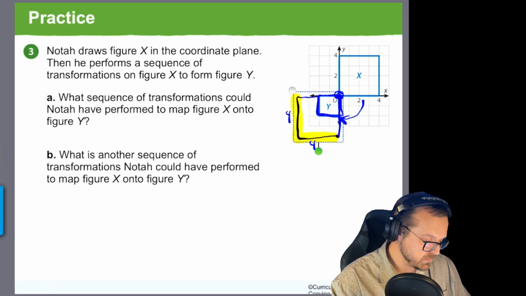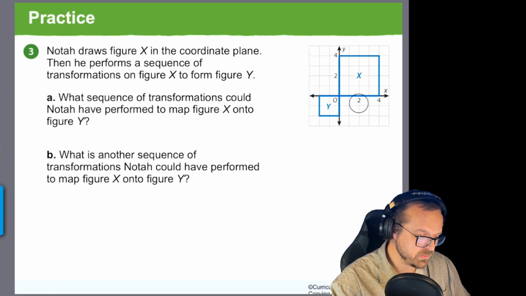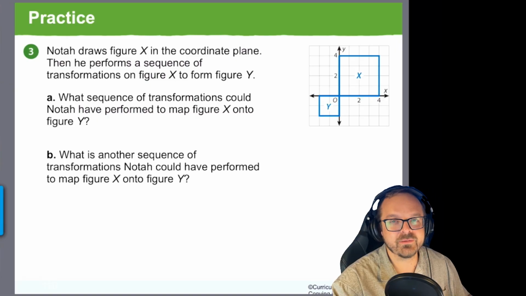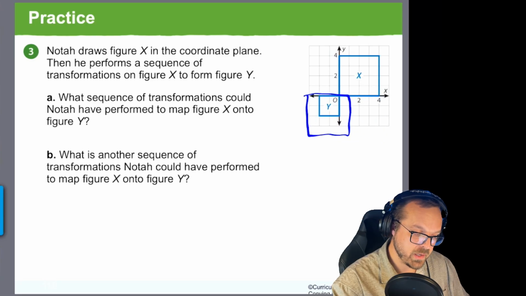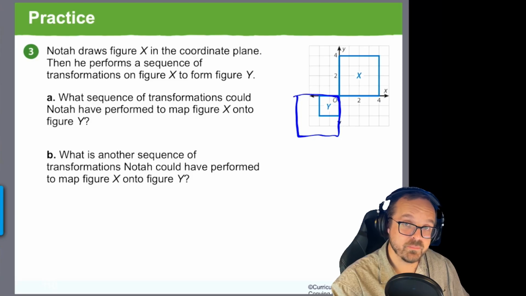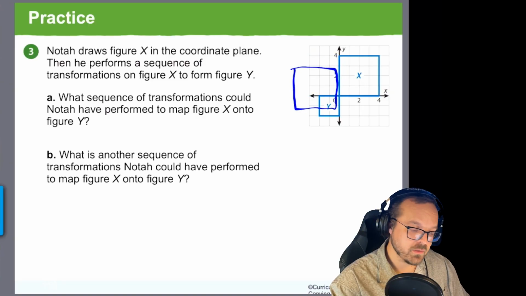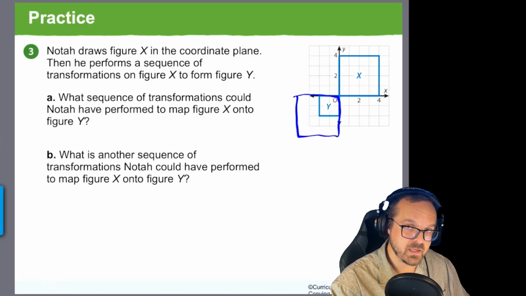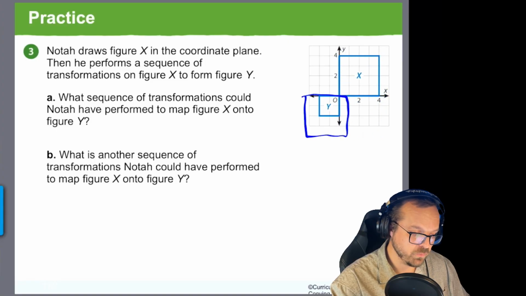And then part B, is there another way? Well, I talked about it earlier. Anytime you do a 180-degree rotation, that's the same thing as a reflection. So you could reflect this image across the x-axis, and then you can reflect it across the y-axis, and then dilate by 1/2. You also could have reflected across the y-axis, then across the x-axis, and then dilated. You could have translated down 4, left 4, then dilated, or left 4, down 4, then dilated.